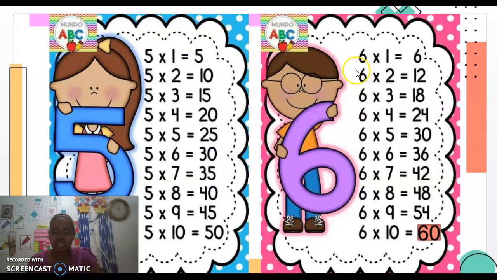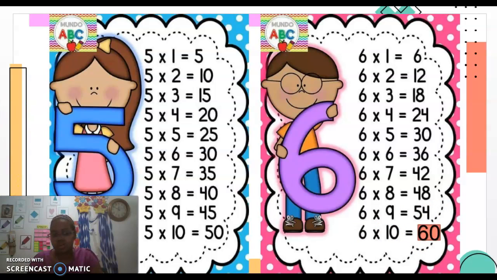Then with the 6 times table. 6 times 1, 6. 6 times 2, 12. 6 times 3, 18. 6 times 4, 24. 6 times 5, 30. 6 times 6, 36. 6 times 7, 42. 6 times 8, 48. 6 times 9, 54. 6 times 10, 60.